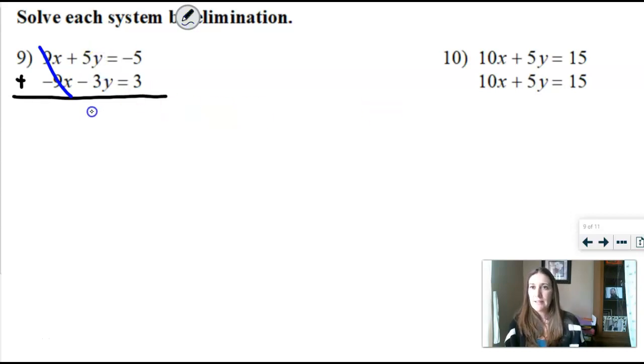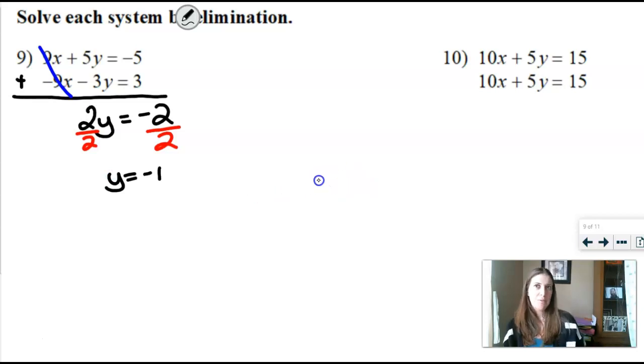So if I were to add up these y's, you have a 2y, and then negative 5 plus 3 is negative 2. So now you got a little tiny equation to solve. Divide both sides by 2, and you find out that y equals negative 1. Now, the downside to elimination is there's no nice way to find the other variable. You just go up to the original equation and pick your favorite one. So I'm going to pick the top equation because it has less negatives. And careful, this is y equals negative 1.